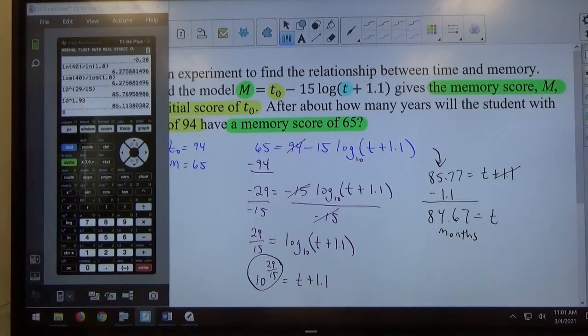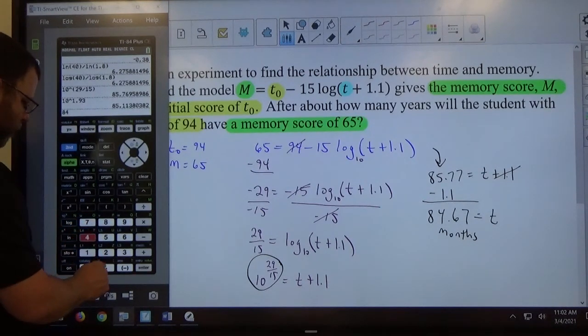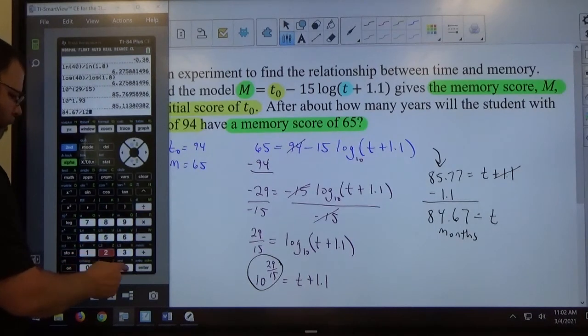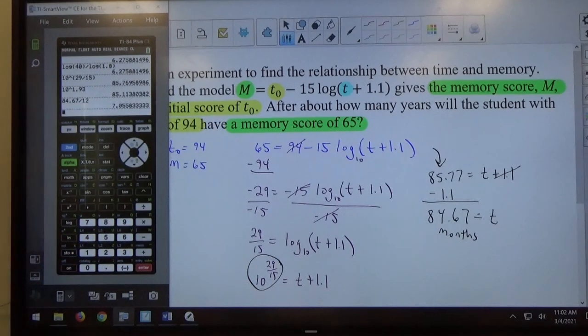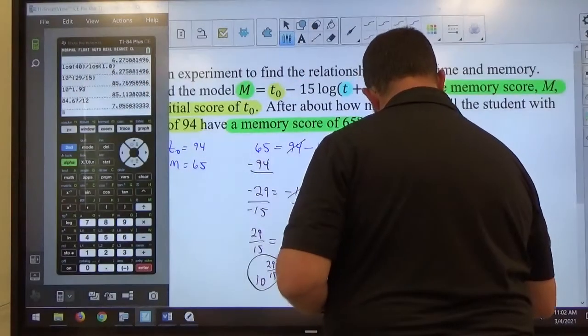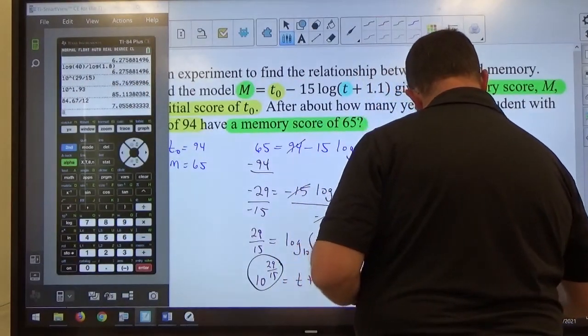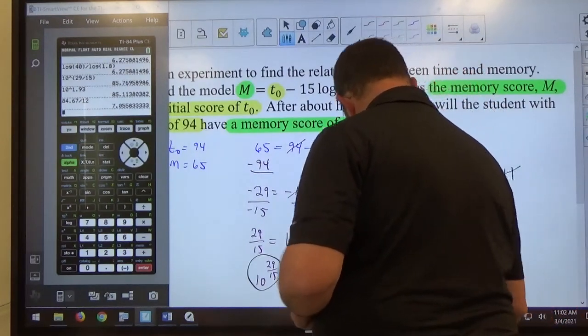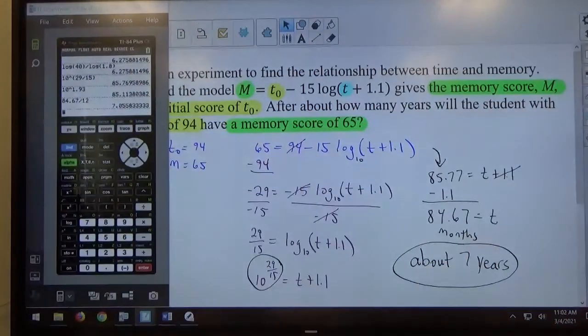Okay, the question says how many years. There's 12 months in a year, so we take 84.67 divided by 12, and we get 7.05, so about 7 years. I like to use the word about because it's not exactly 7, but it's pretty close to 7, right? My guess is if they did it right at 7 years, maybe it's 65, maybe it's 66, whatever. It's right around that general area, right? And that's kind of what this professor figured out.